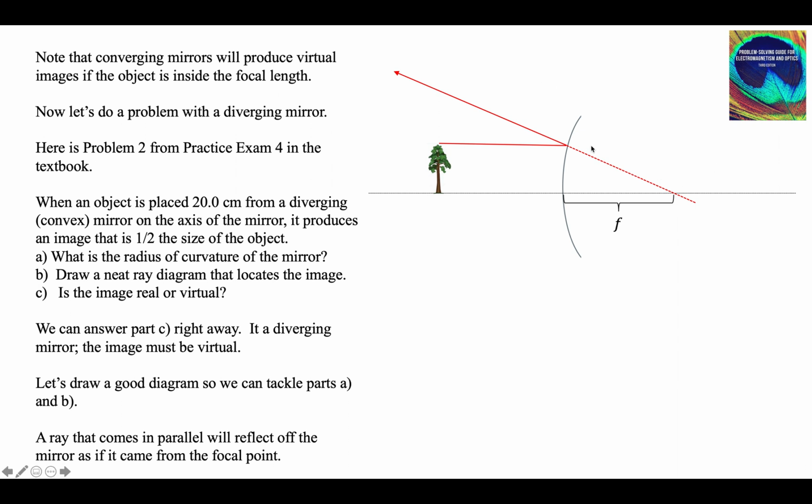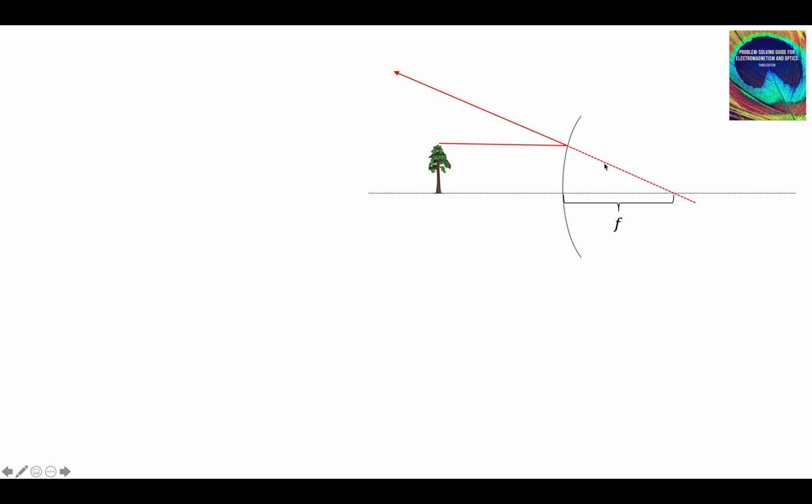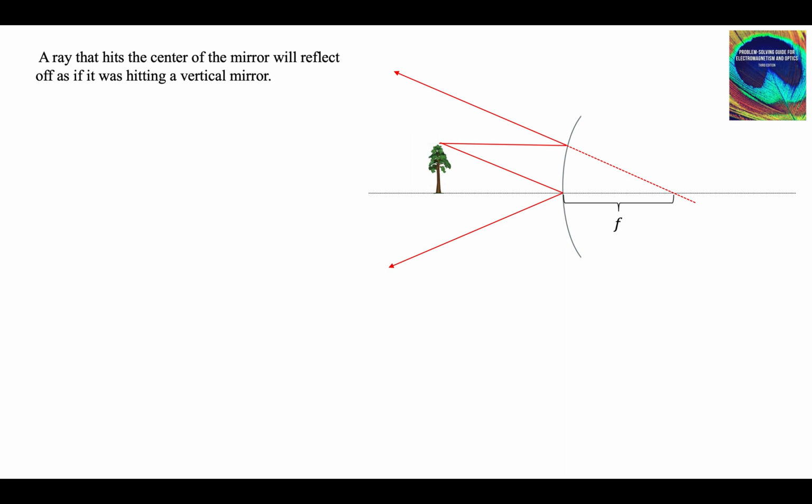Appears like the rays coming from back here, but it's not. It's coming off the mirror. Now we're going to get the other ray, go to the center of the mirror. Reflects off. Angle of incidence is equal to the angle of reflection.